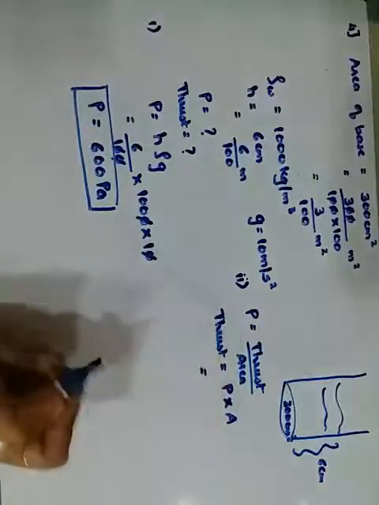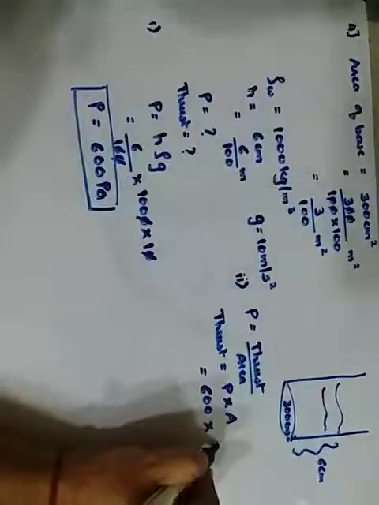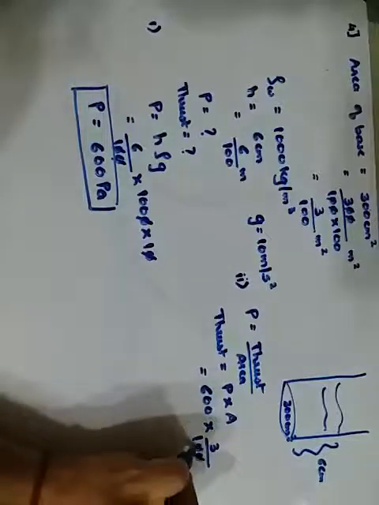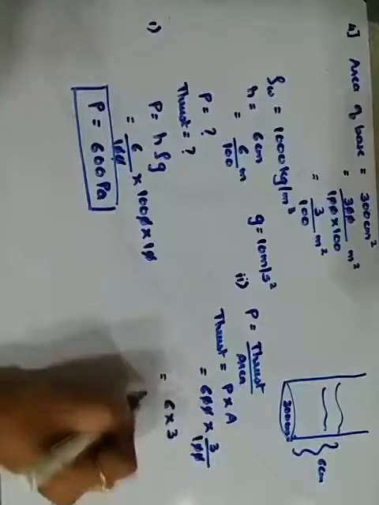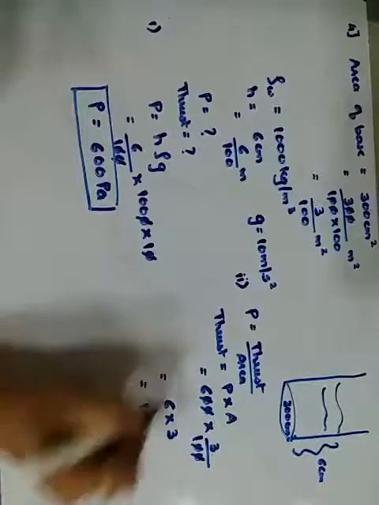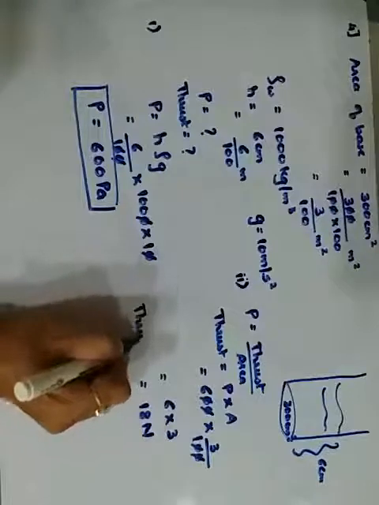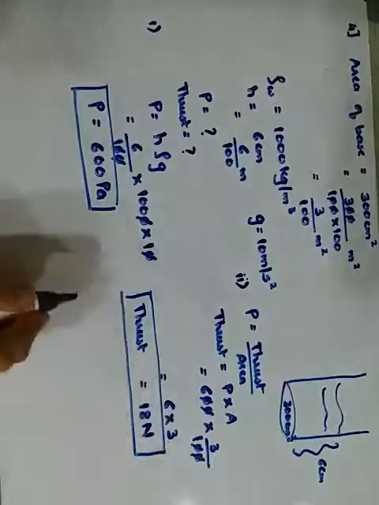So the pressure given to you is this much. Just now we got 600, and area just now we converted and made it 3 upon 100. Getting it? So what happens is the 0 0 cancel, we are left with only 6 into 3, which is 18. Force is given in Newton, and therefore the thrust which is acting on the base of the cylindrical vessel is 18 newtons.